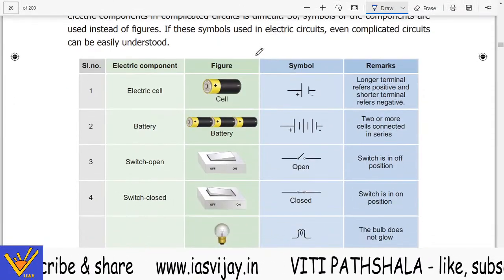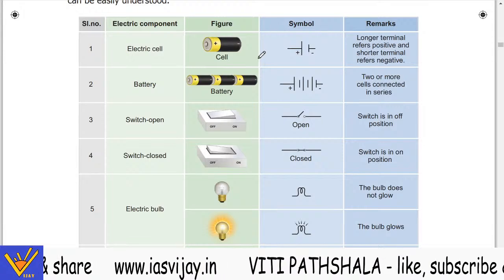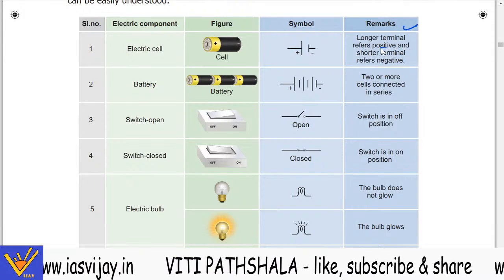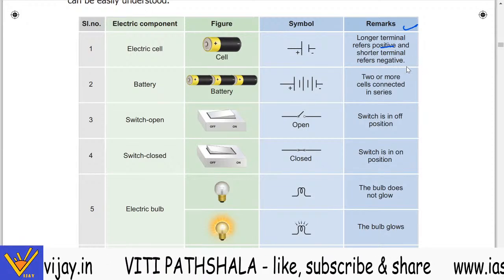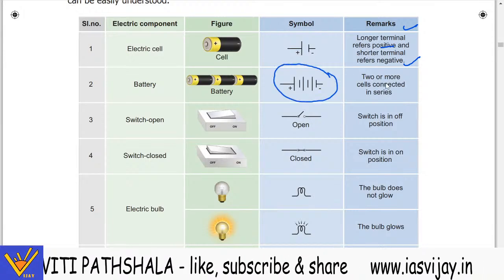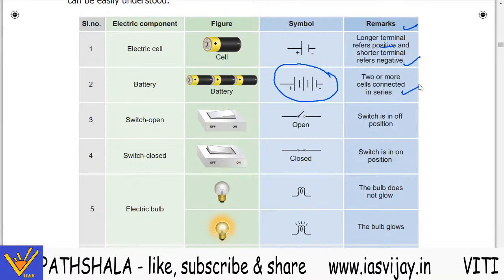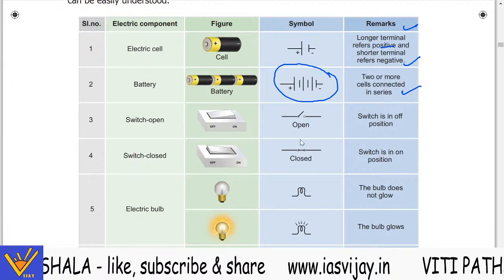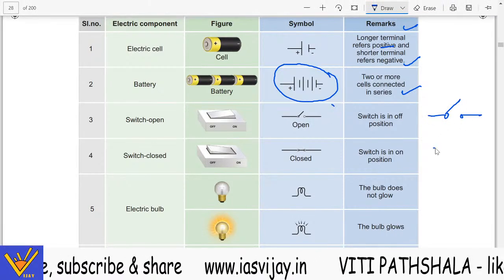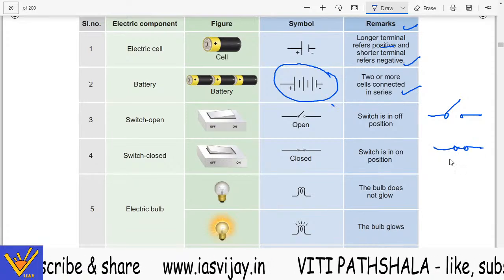The symbol for the electric cell has a positive and a negative terminal. The longer terminal refers to the positive and the shorter terminal refers to the negative. Whereas a battery has two or more cells connected in series. Then open, I have made the diagram. This is open, and then the closed is this.